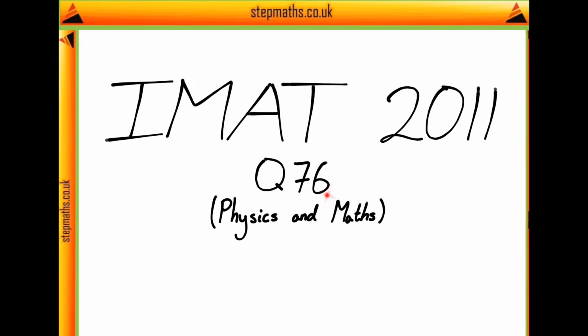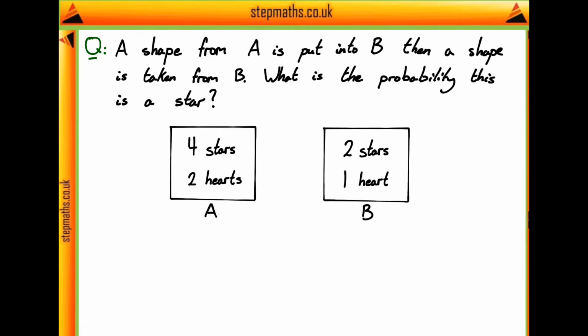Here we're going to look at question 76 from the IMAT 2011 paper. In this question we're told that we have two boxes, A and B. In box A we initially have 4 stars and 2 hearts, and in box B we have 2 stars and 1 heart. The question says that a shape is taken from A at random and put into B, and then a shape is removed from box B. The question asks what is the probability that the shape taken from B at the end is a star.